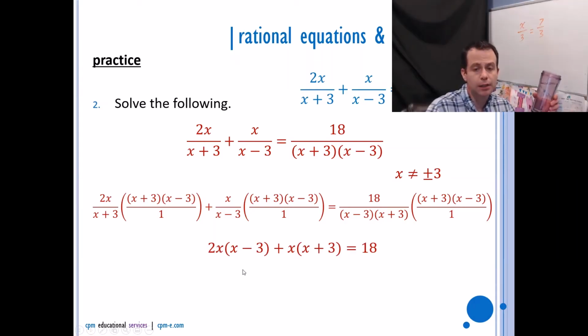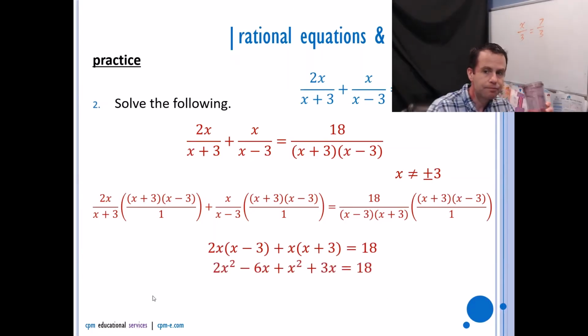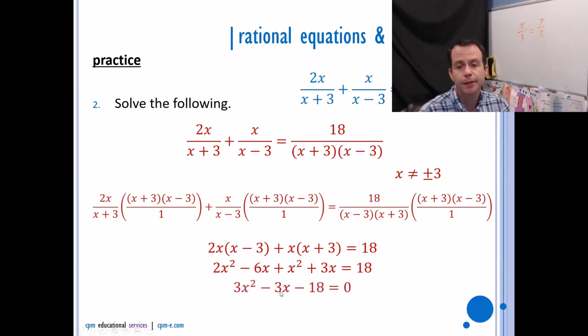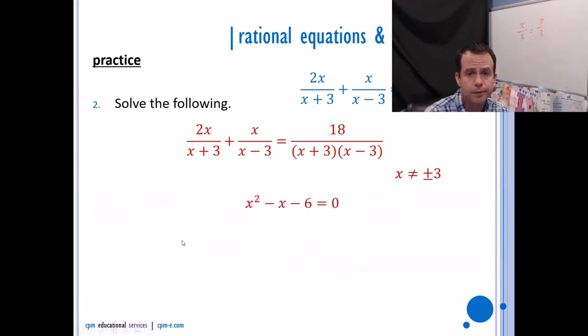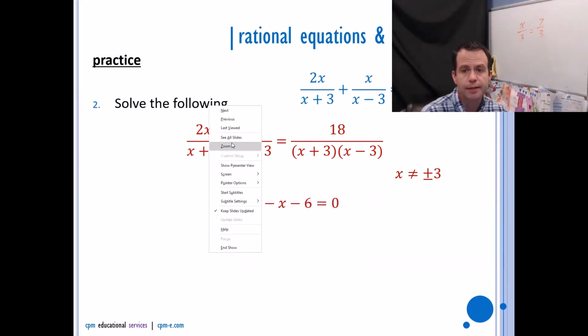Now, I'll clean it up to solve. I'll distribute the 2x, I'll distribute the x. 2x squared plus x squared is 3x squared. Negative 6x plus 3x would be negative 3x. I want to bring that 18 over to be negative 18 so that it equals 0, and I can try and factor it. Actually, before I factor it, everything's divisible by 3 here, so I might as well do that and make my numbers a little smaller. Okay, so all I did between those slides, let me just go back there for a sec for you.